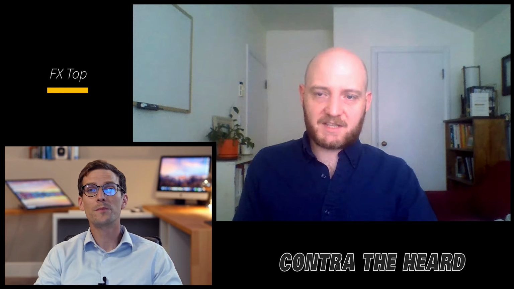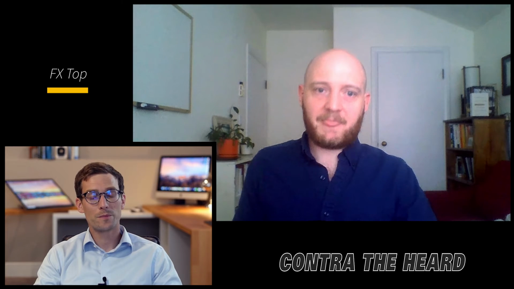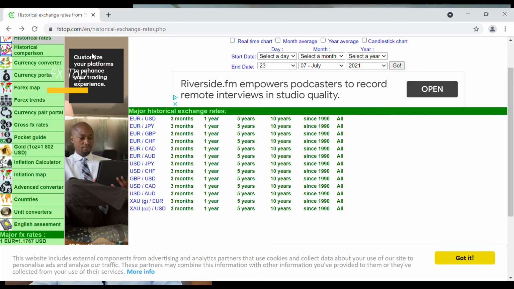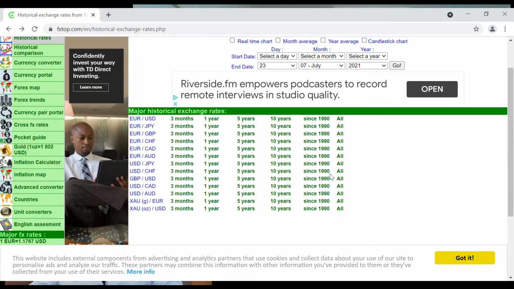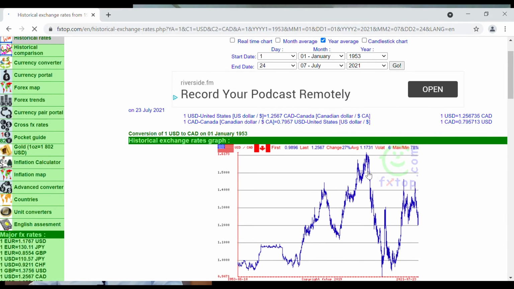The first one is that their data goes back a long way, to before Nixon took the US off the gold standard. And a lot of their peers don't do that. A lot of their peers might have exchange rates going back 10 years or 20 years, but not all the way to the 70s or beyond. So that really differentiates them from some of their competitors.